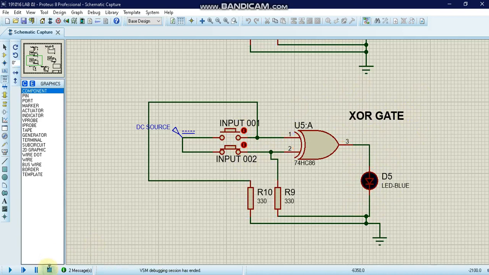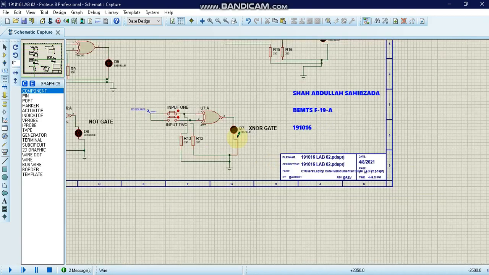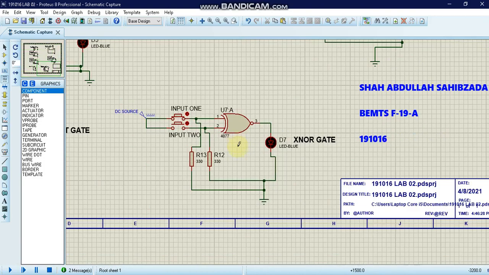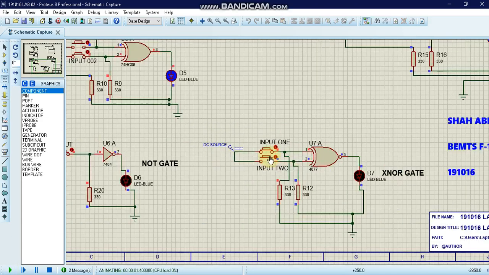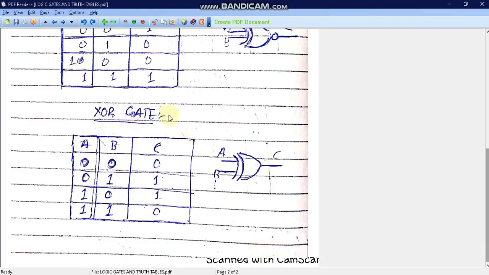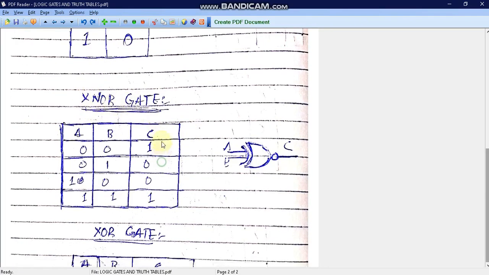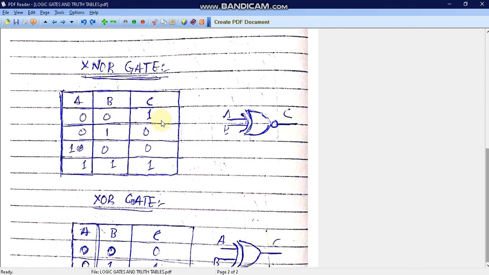Now we should continue towards our last gate, that is exclusive NOR gate. Let's turn this on. As we can see here, exclusive NOR gate is basically the opposite of exclusive OR gate, as we have seen in AND and NAND cases, OR and NOR cases. Exclusive OR and exclusive NOR are the same cases as NOR and NAND gates.